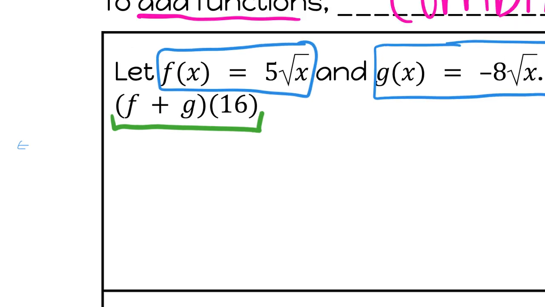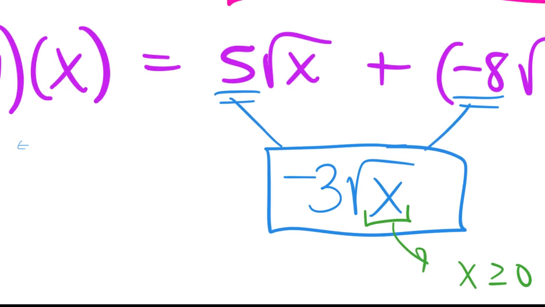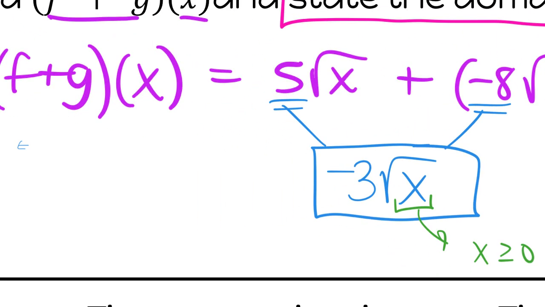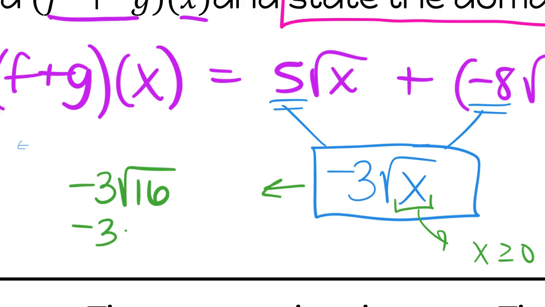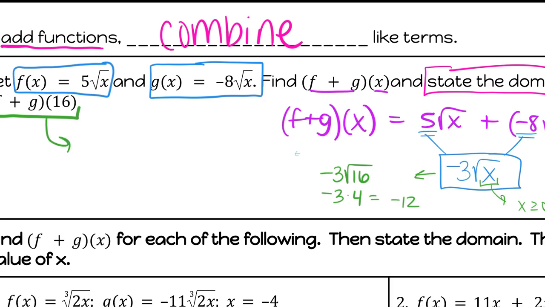So what we're going to do is just go over to what our answer was. Here was our answer, negative 3 times the square root of x. And you're just going to substitute 16 in for x. The square root of 16 is 4, so this would be negative 3 times 4, which is negative 12. So that would be the answer for this right here. We could say that that equals negative 12.